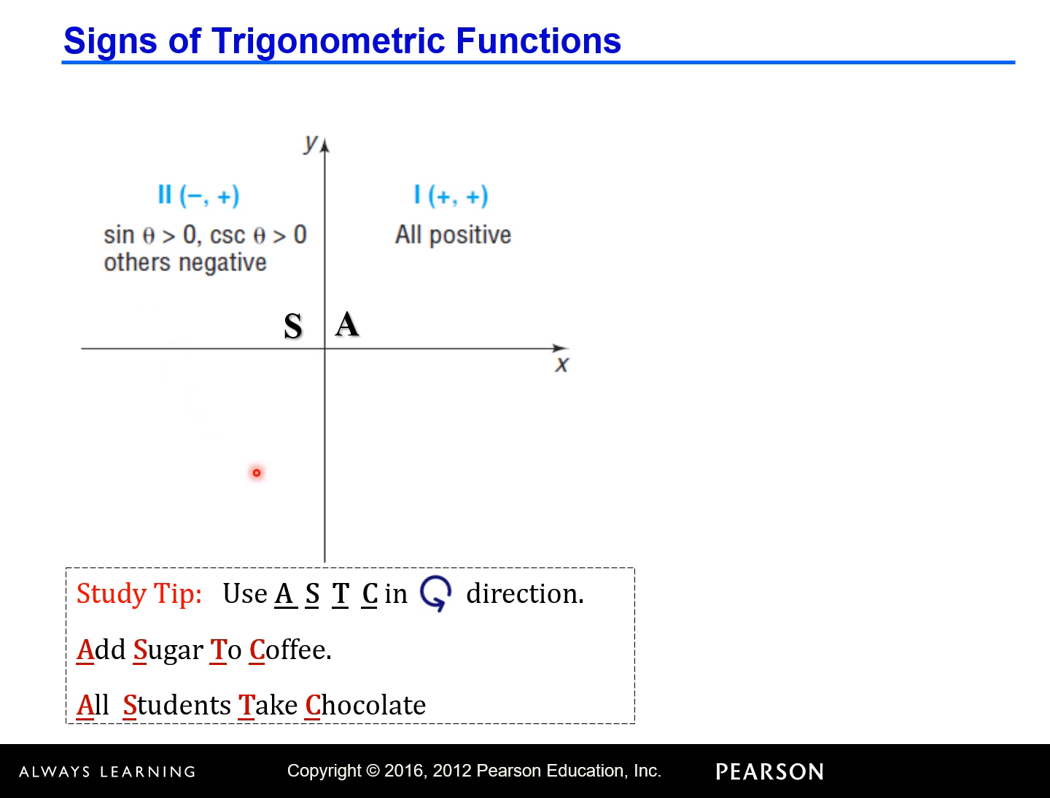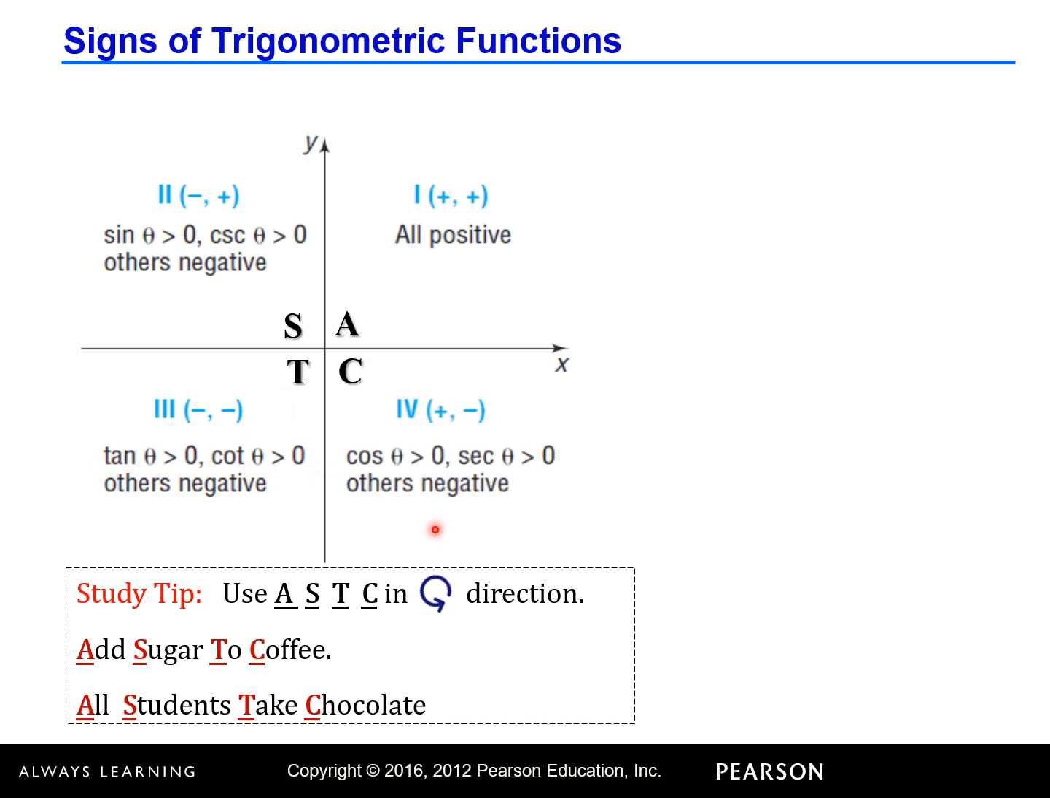For quadrant 3, when the angle is in quadrant 3, the only trigonometric functions that are positive are tangent and its reciprocal, which is cotangent. This T represents tangent. And when the angle is in the fourth quadrant, the only positive functions are cosine and its reciprocal function, that is secant theta. This C stands for cosine.